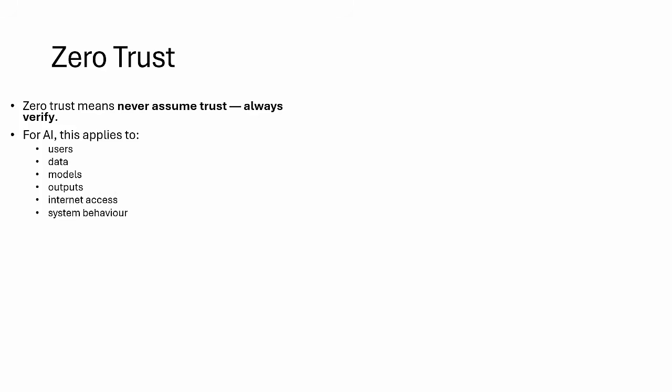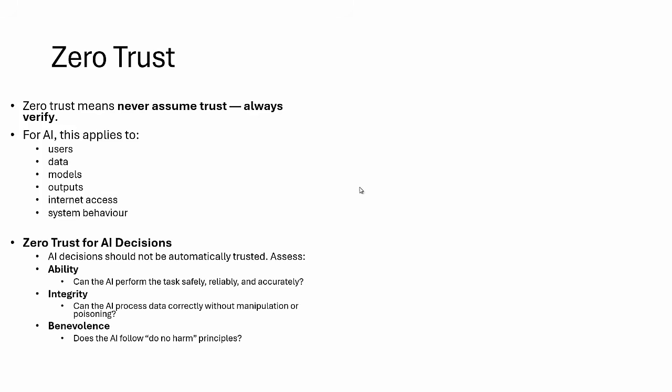So zero trust in AI: never blindly trust the user, data, model, or output. We need to validate that, because AI should not be trusted just because it looks smart. An AI system can still use wrong data, produce a wrong output, hallucinate, expose sensitive information and all that. So with zero trust, you should have visibility to assess things.